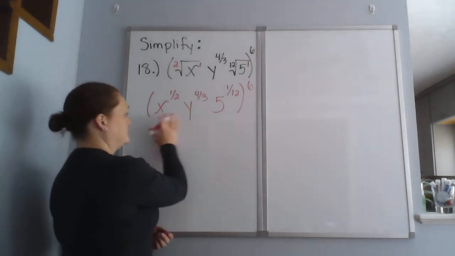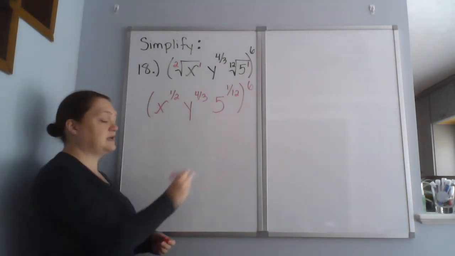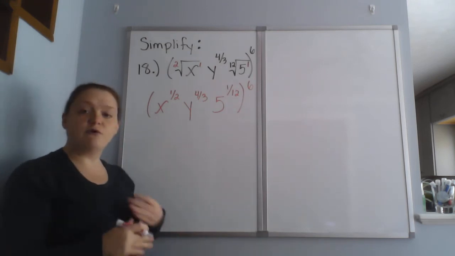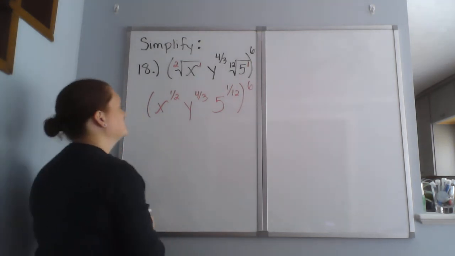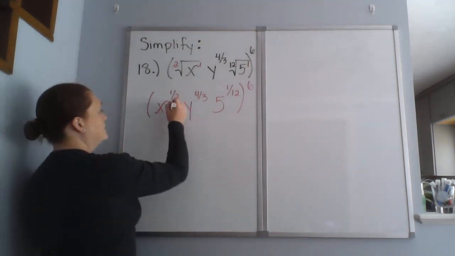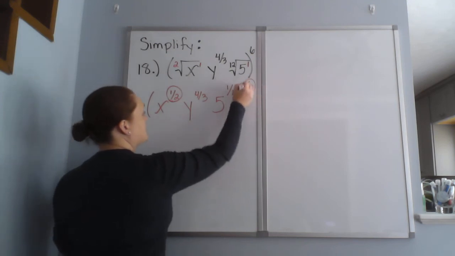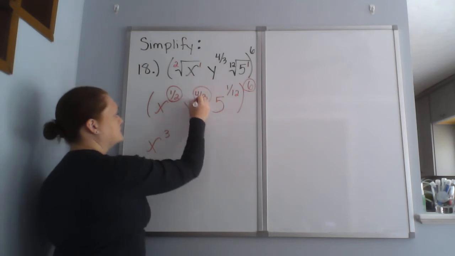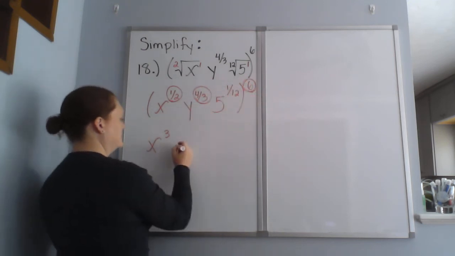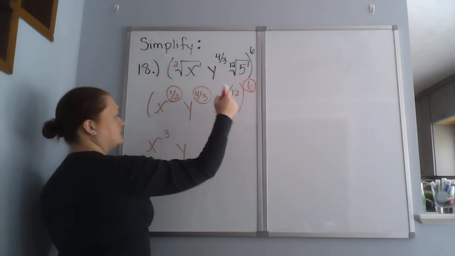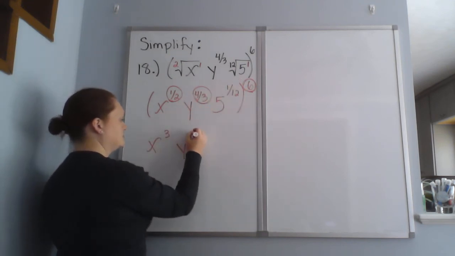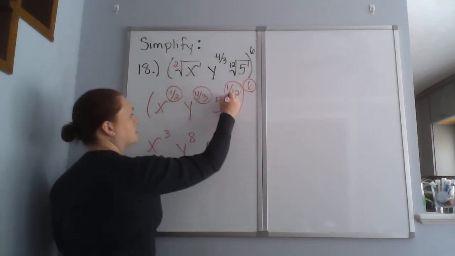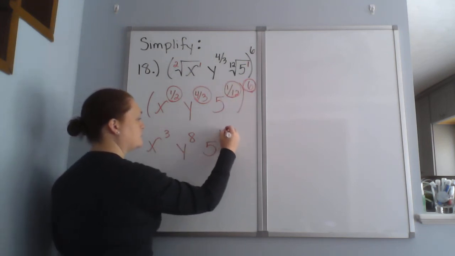Now this, while it's 3 separate things, is all being multiplied together, so it's a monomial. So I can apply properties of exponents here without having to worry about foiling or anything like that, because there's no addition or subtraction. So I'm going to do power to a power. The 1/2 here times the 6 out here gives me x to the 3rd. The 4/3 here times the 6 over there gives me, let's see, 4 times 6 is 24, and 24 over 3 is 8. And then the 5, the 1/12 here times the 6. 6 over 12 is the same as 1/2.